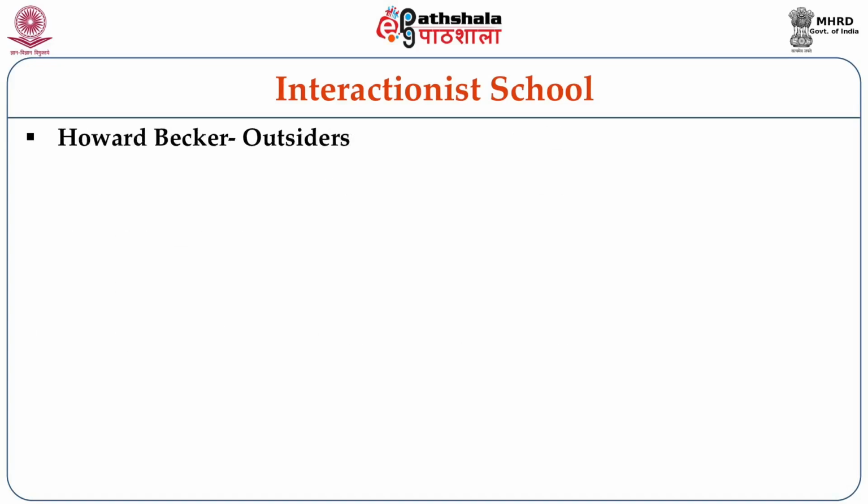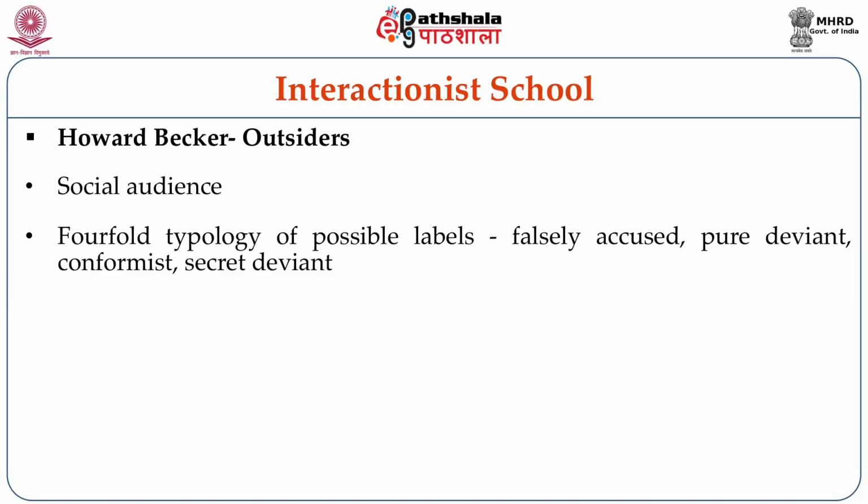Howard Becker came up with a path-breaking book called Outsiders, where he talked about the social audience, whereby he said that basically we all behave according to what our social audience wants us to behave. And based on this, he came up with a typology of labels that get attached to us as deviants. One is the falsely accused person. That means he has not committed a crime, but he gets labeled as a criminal. The pure deviant is somebody who has committed a crime and accepts that he has committed a crime.